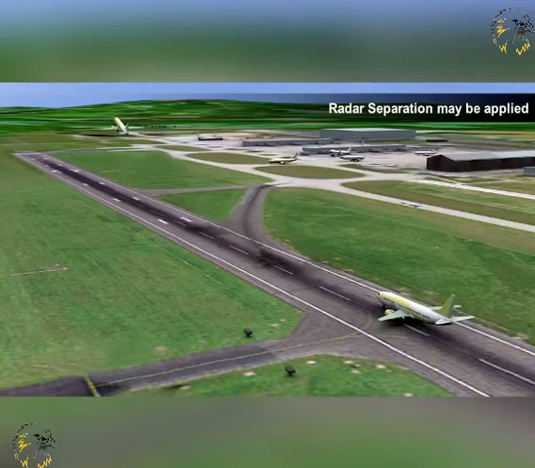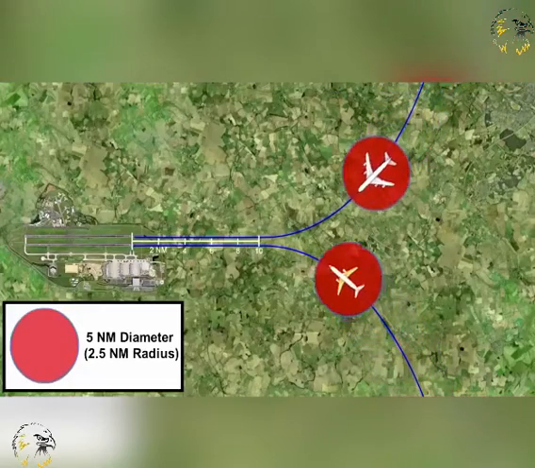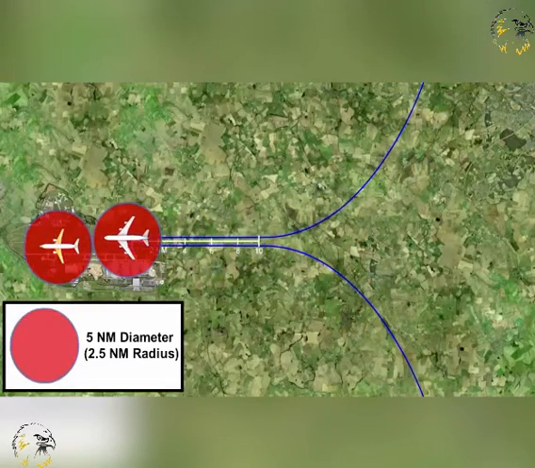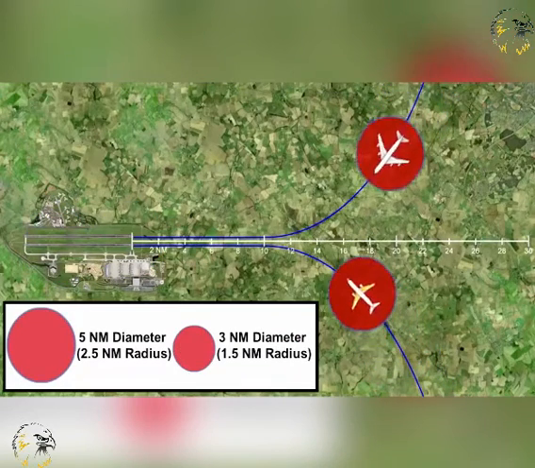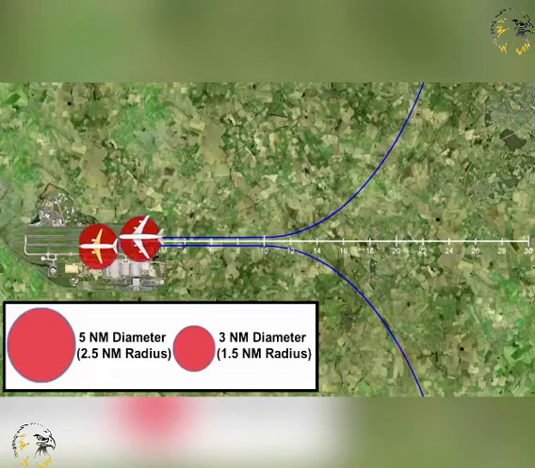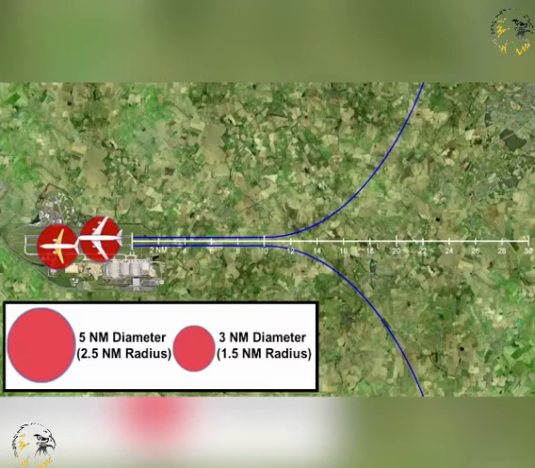Radar separation may be applied between an aircraft taking off and a preceding aircraft, provided that there is reasonable assurance that the departing aircraft will be identified within 1 nautical mile of the end of the runway, and that at that time the required separation will exist. Unless otherwise prescribed, the horizontal radar separation minimum is 5 nautical miles. Radar separation minimum can be reduced by an air traffic service authority to 3 nautical miles when radar capabilities permit.